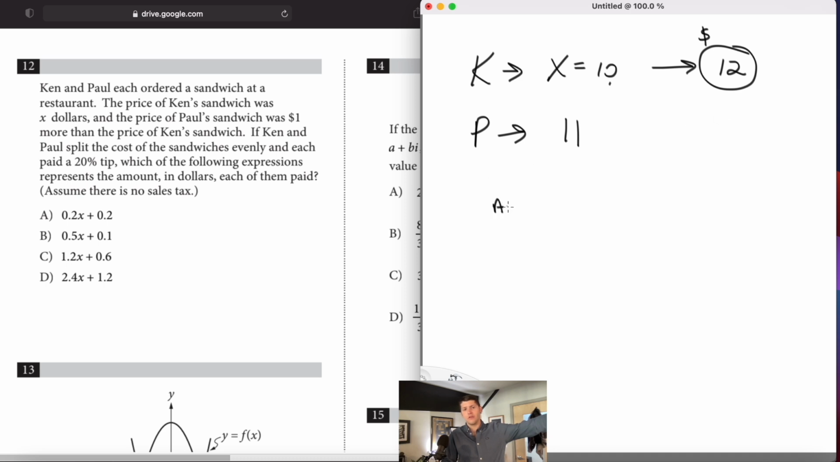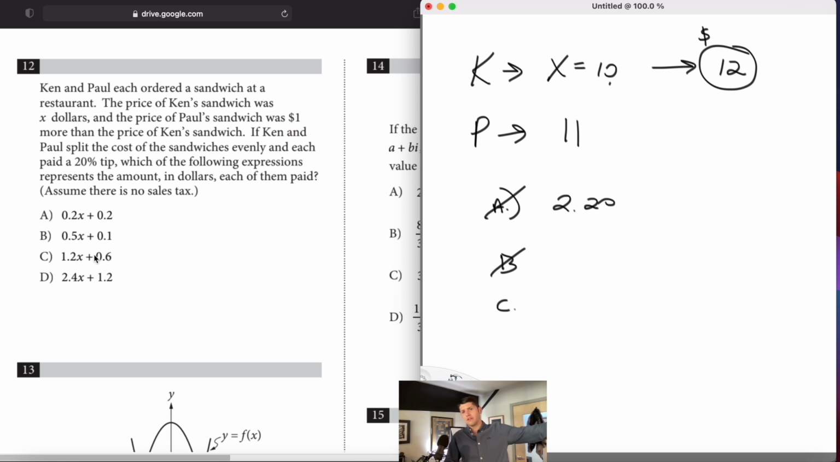There is no way Ken is paying 0.2 times 10, which is only $2, plus 0.2. So A is $2.20. No. B, similarly, is our X value cut in half, which is $5, plus 10 more cents. No. C is going to be $12, right? 1.2 times 10 plus this 60 cents.